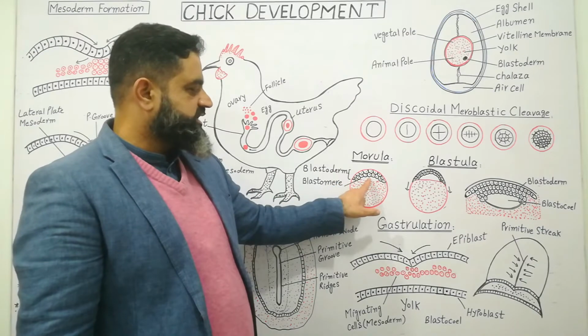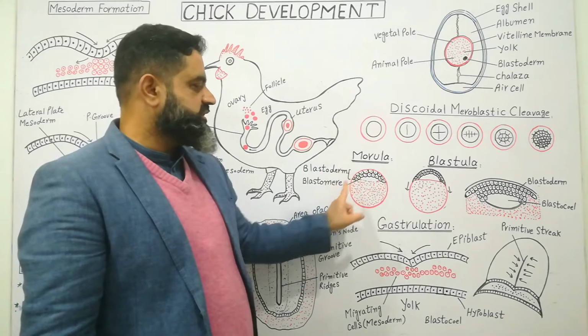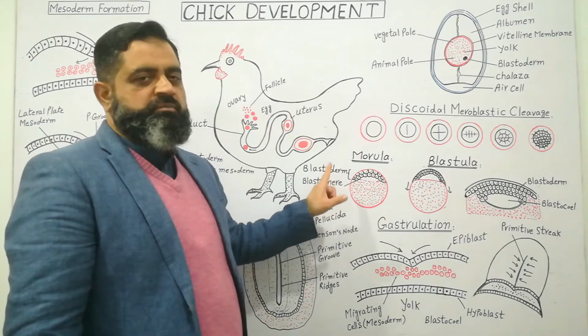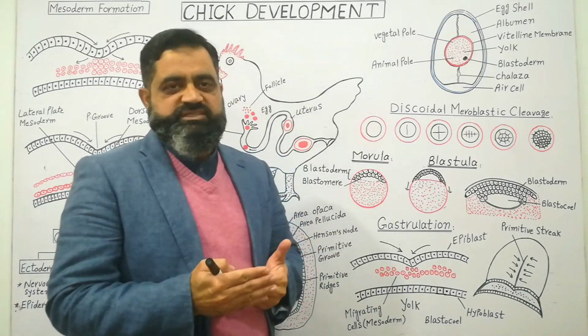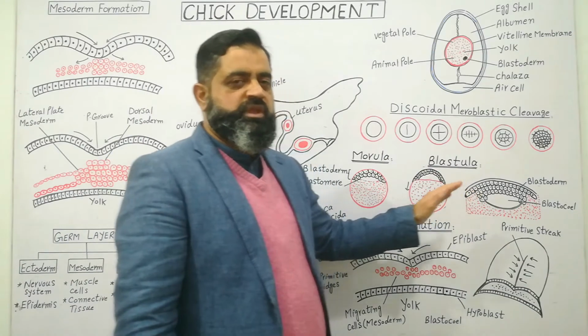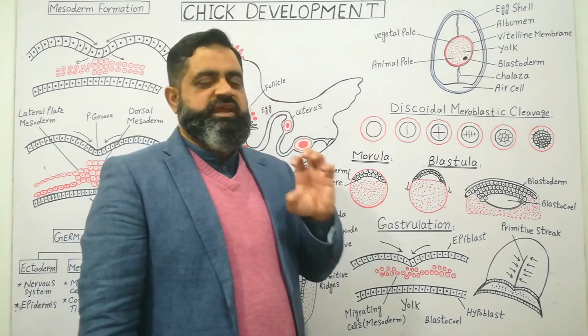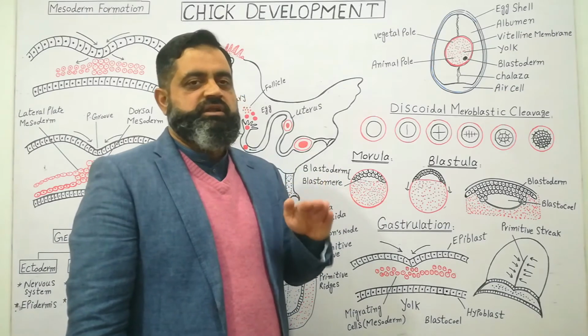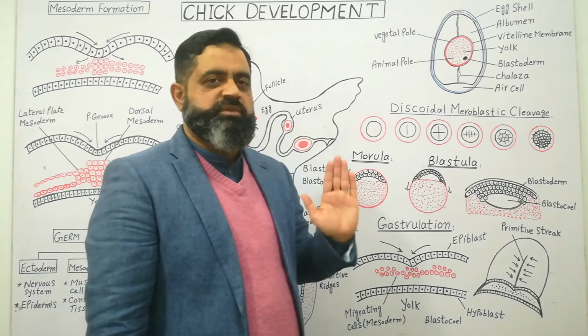This disc of cells is known as the blastoderm, while each cell in this disc is known as a blastomere. Morula is a very short-lived stage and soon changes into the next stage, which is known as blastula. So the next step is blastula. The difference between morula and blastula is that a cavity develops underneath the blastoderm, which is known as the blastocele. That is why we call this stage blastula.